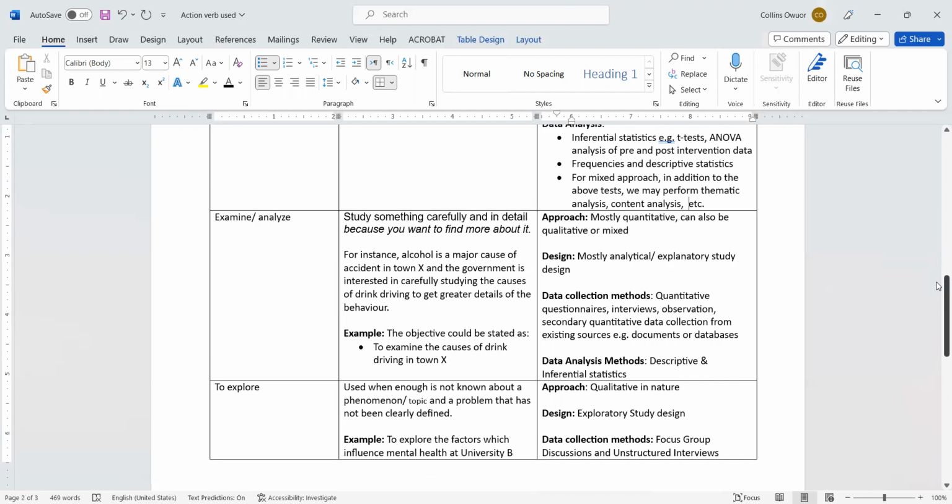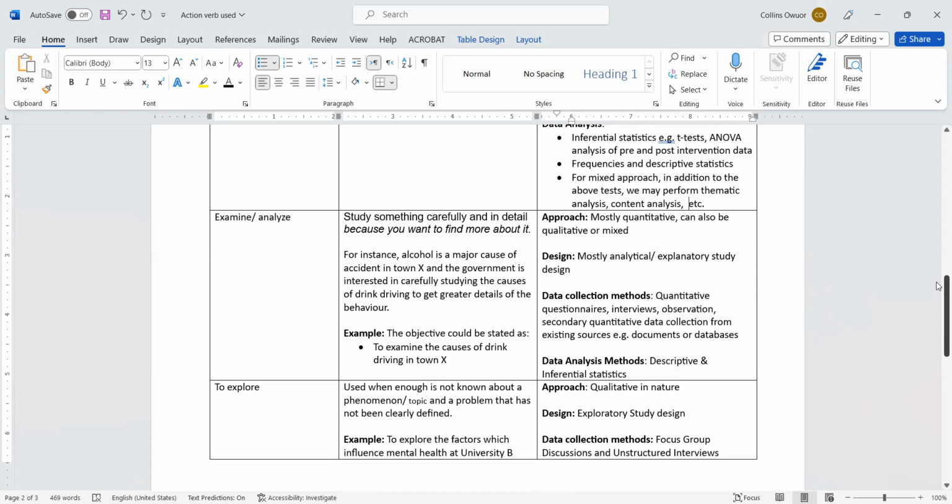So for instance, if we have alcohol as a major cause of accidents in a town, say town X, and the government is interested in carefully studying the causes of drink driving in this town to get greater details of the behavior, an example of an objective could be: to examine the causes of drink driving in that town.